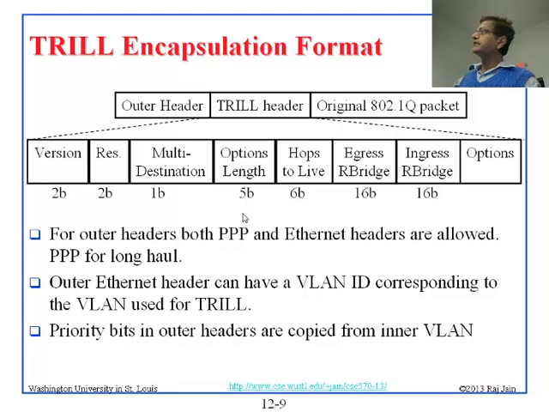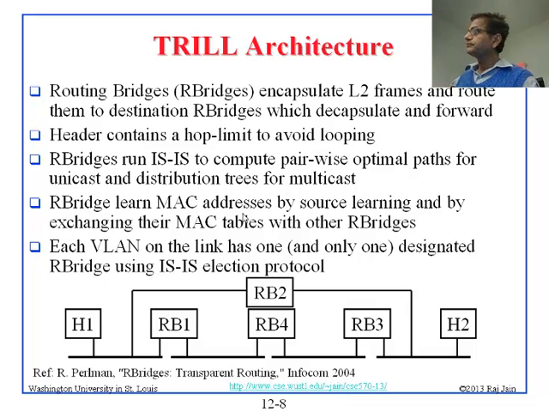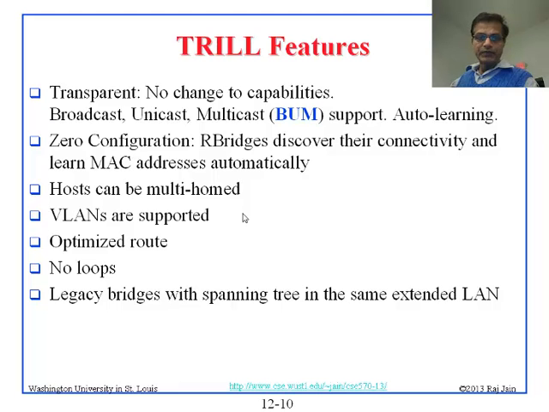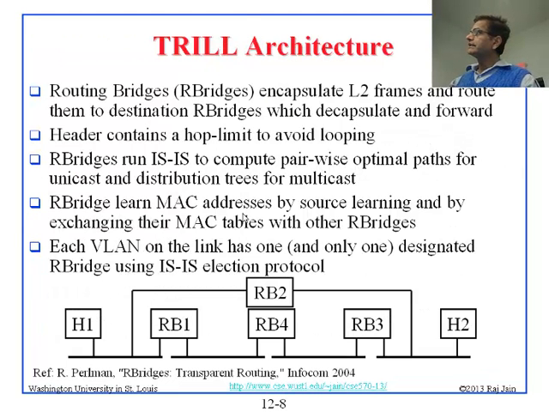In fact, this is what is happening here. The outer header has the address of RB4. So it will go from RB1 to RB4, and then it will go from RB4 to RB3. Now they will know that they reached the destination. Now they will take it off and give the original packet back here. So basically on this Ethernet, it will travel from RB1 to RB4, and then RB4 to RB3. So they know the path, they know the intermediate hops, they know the destination address.